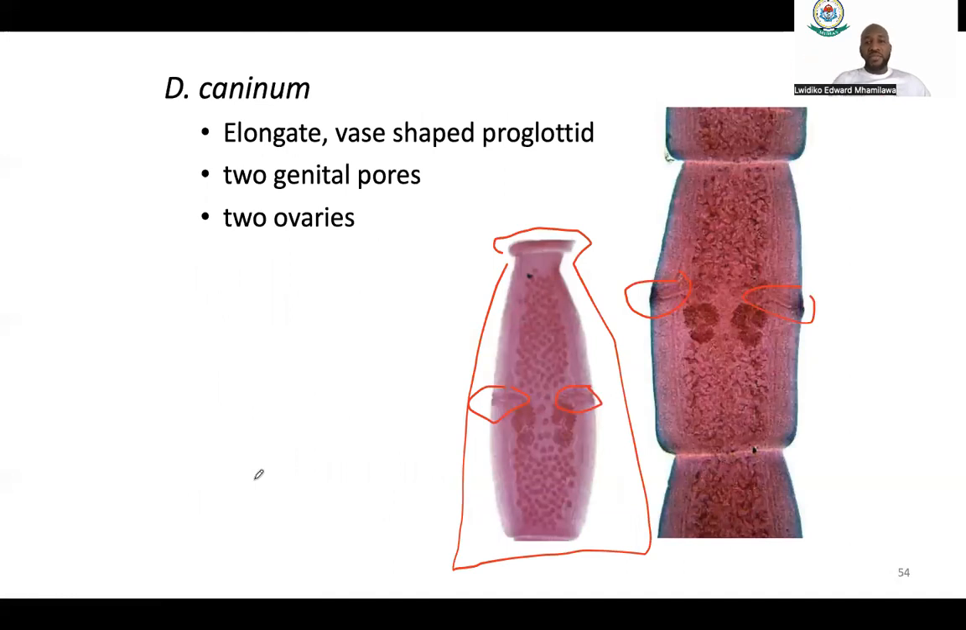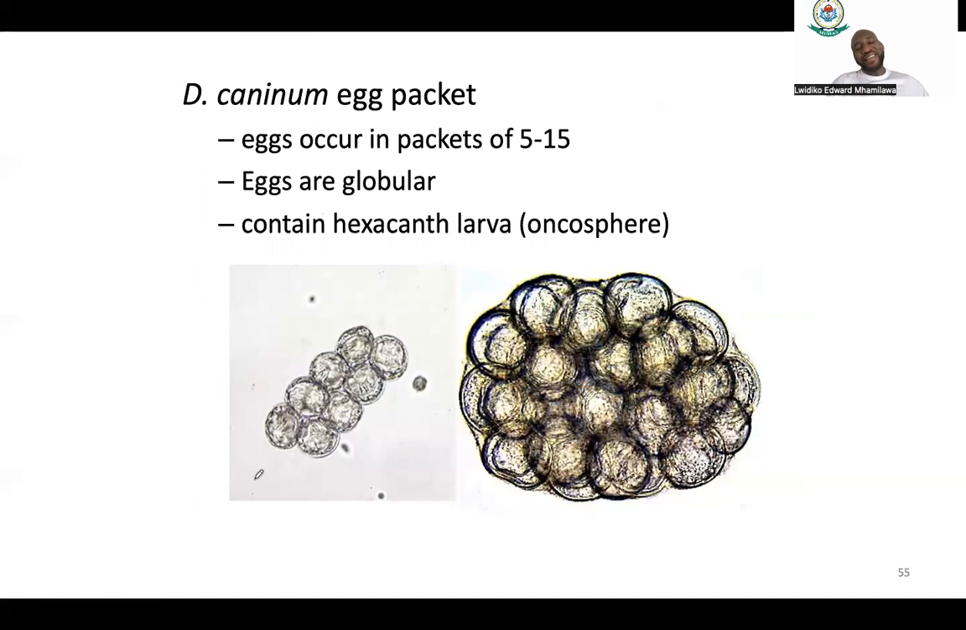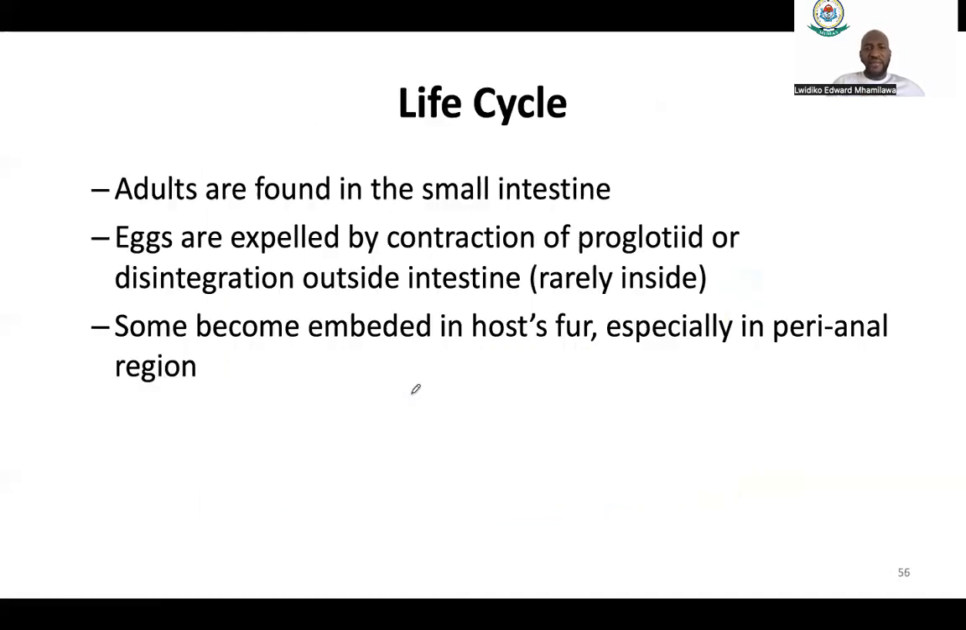This is an image I've just shown you. And the Dipylidium caninum eggs come out in packets, right? These are the packets of eggs that are laid together. They are globular, and nice looking, with a hexacanth larva.